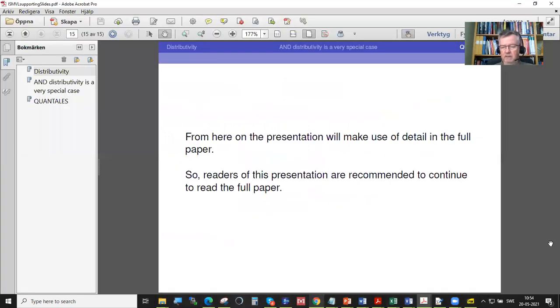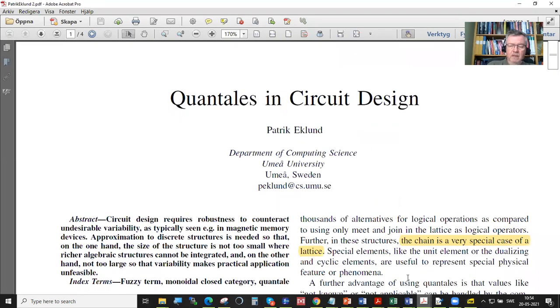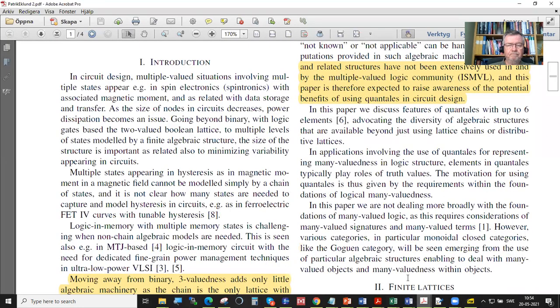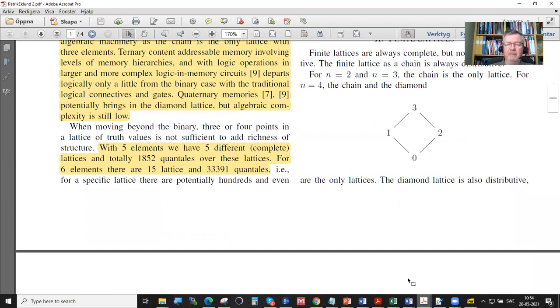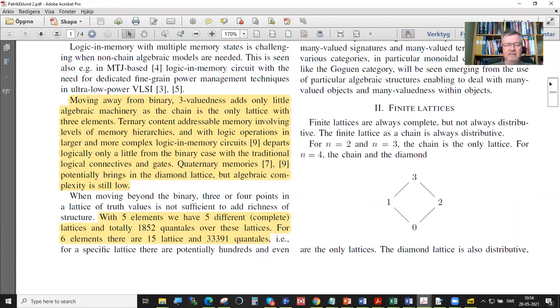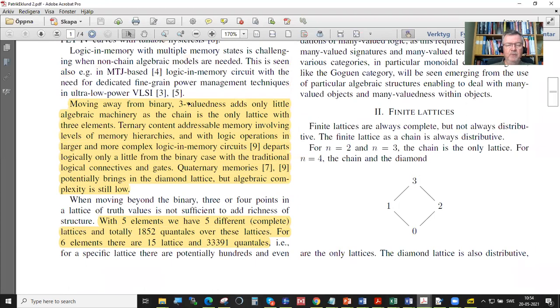And then I will switch over to some detail in the paper, and in fact I have some 5 minutes left to do that. And in the paper, I underline similar things: that when you are in 3-valuedness and even in 4-valuedness, the algebraic complexity is still very low. So you don't see the benefit of the large amount of quantales until you come to 5, 6, and 7 and beyond number of elements.